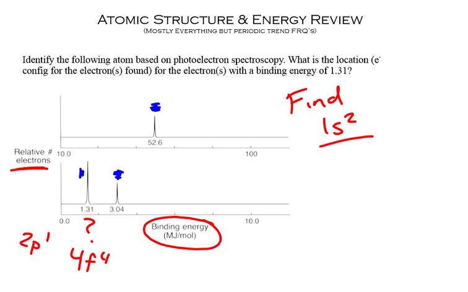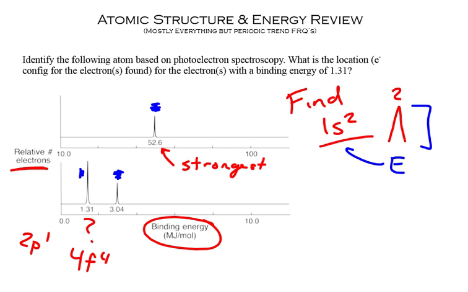What that does is it tells me the height of a 2, the distance of a 2, and it also helps me with the energy. The energy is how you do it. So which one is my 1s2? Is it the 52.6? Is it the 3.04? Is it the 1.31? 52.6. This is bound the tightest. This is the biggest energy, the strongest attraction. That means closest. So automatically, this must be my 1s2.